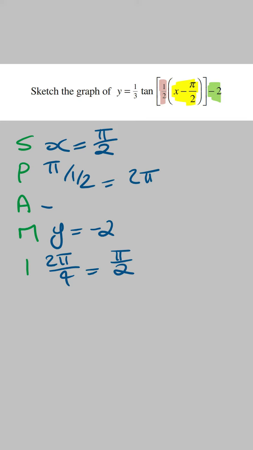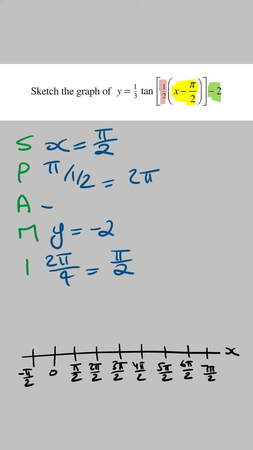To sketch the graph now, we start by drawing the x-axis only and marking in the starting point. And now we're marking the intervals, which is pi on 2 units apart. We then draw the y-axis and draw the mean position with a dashed line. On the dashed line, marking the starting point, x is equal to pi on 2.